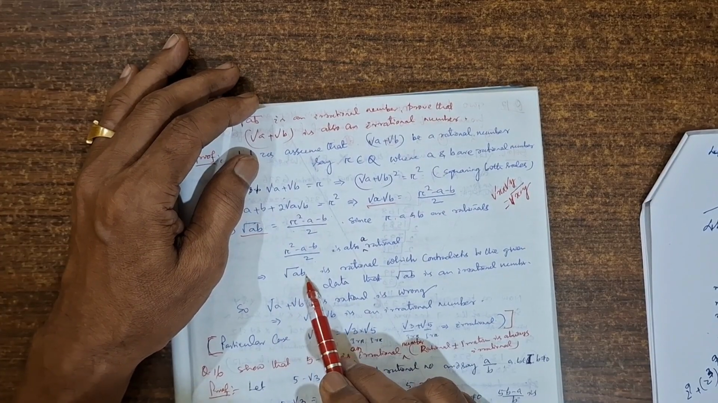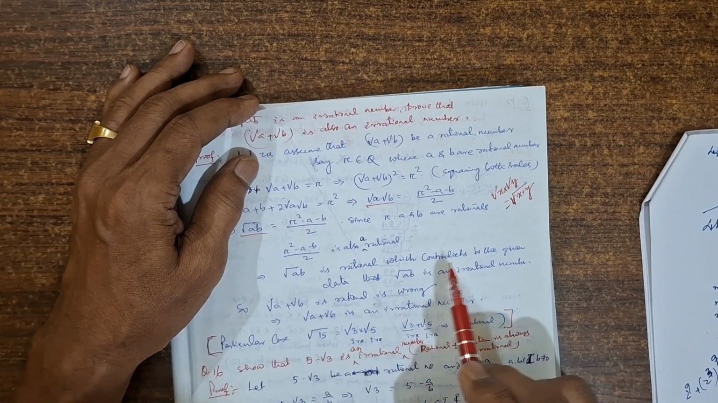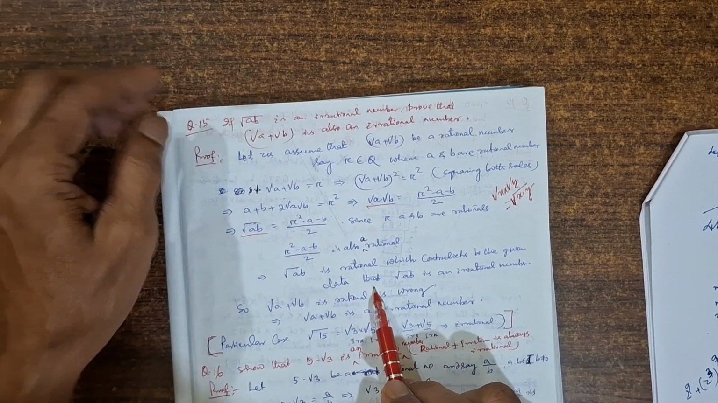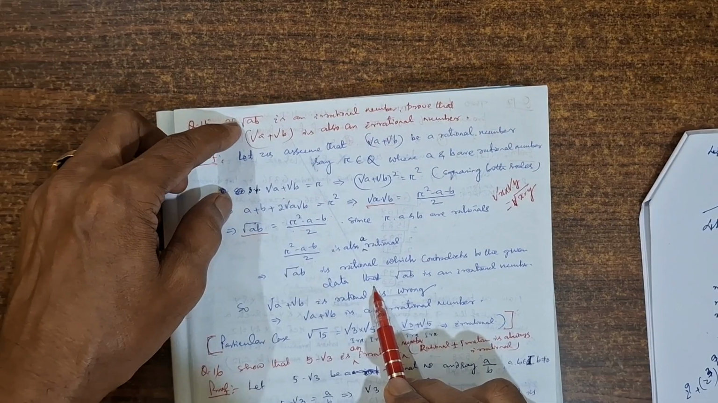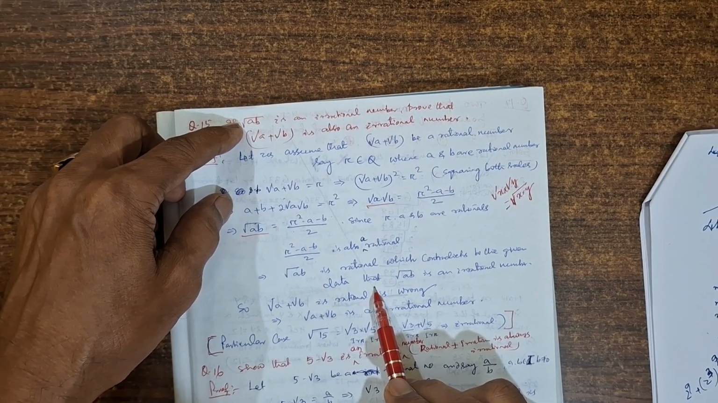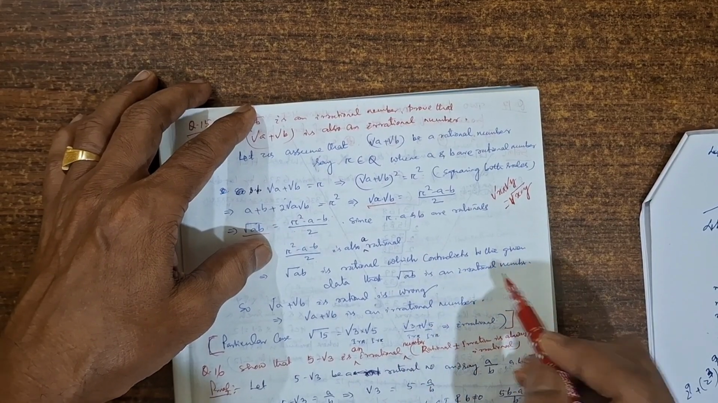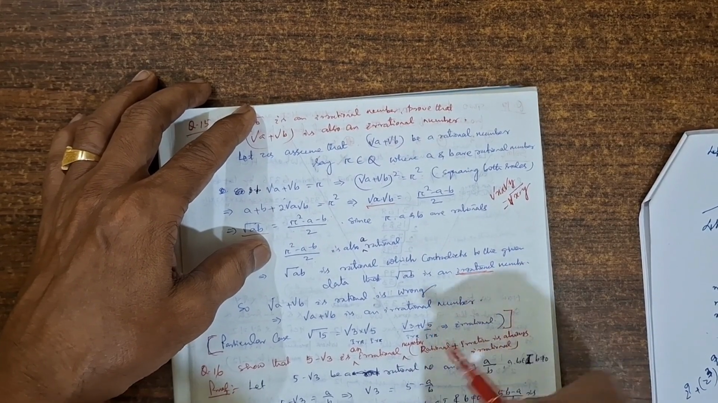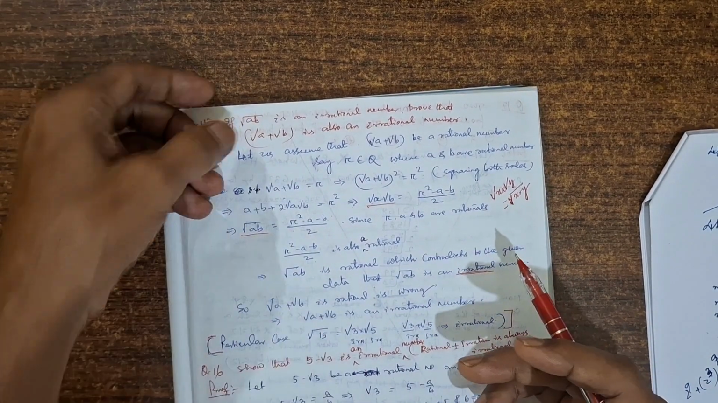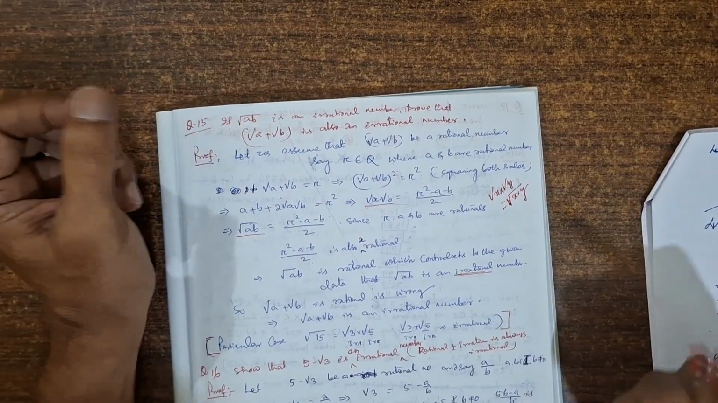So root AB is rational, which contradicts the given data. But what is given? Given that root AB was irrational, but you arrived at root AB being rational. So this contradicts. So what we will get? Root A plus root B is automatically an irrational number.